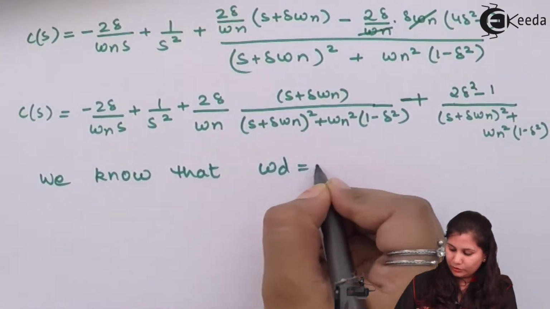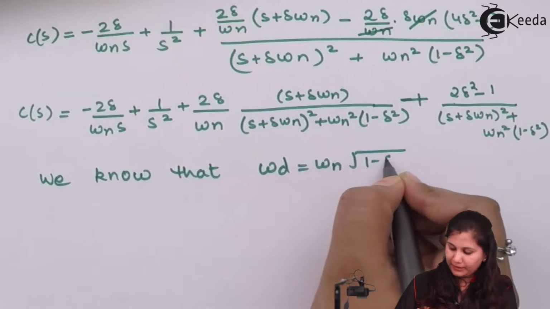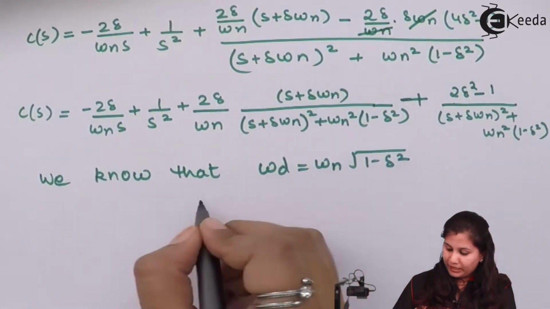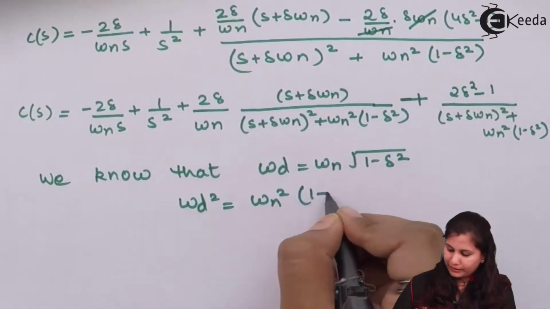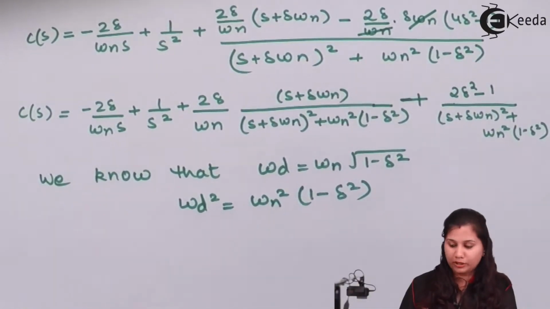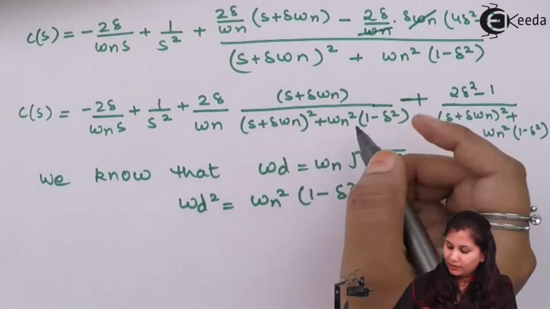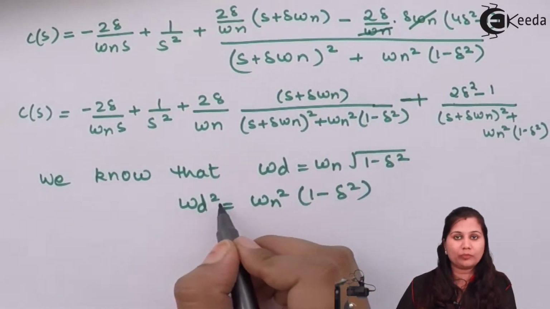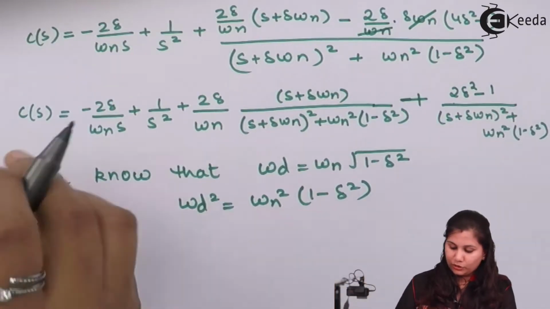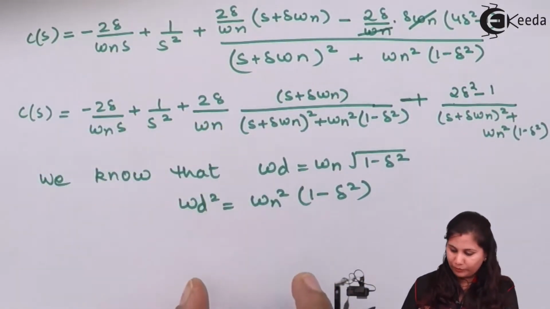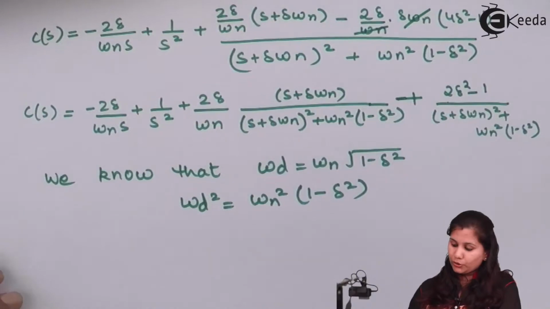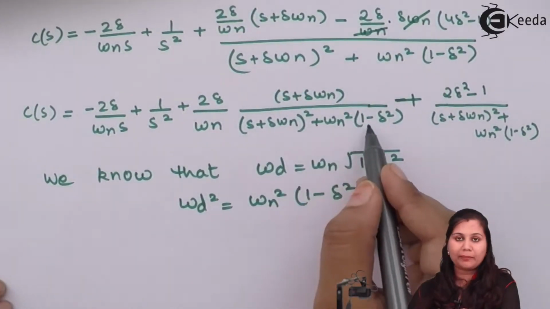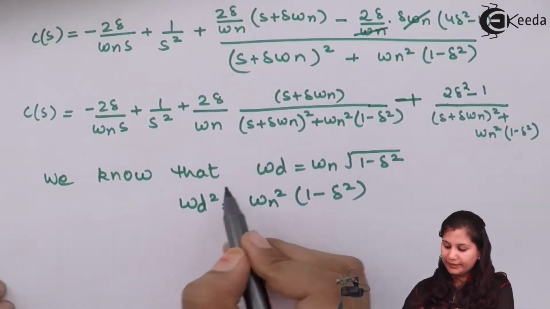omega d is equal to omega n under root of 1 minus del square. So omega d square will be omega n square (1 minus del square). So omega n square (1 minus del square) we can write as omega d square. So here in place of omega n square (1 minus del square), we will write omega d square.